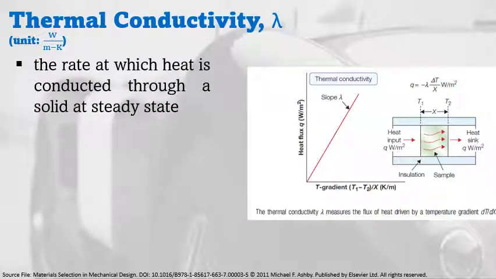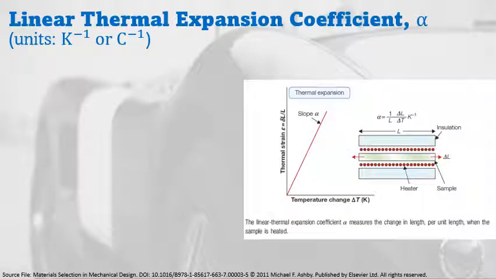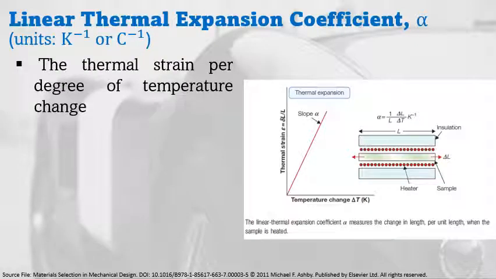Then we have thermal conductivity, which is the rate at which heat is conducted through a solid at a steady state. When heat flow is transient, the flux depends instead on the thermal diffusivity. Linear thermal expansion coefficient. Most materials expand when they are heated. So it's important to define this quantity, which is the thermal strain per degree of temperature change of the material.